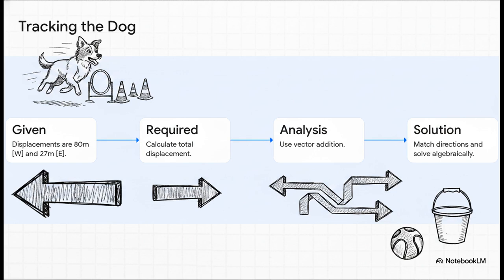Picture a dog in an agility competition. She darts 80 meters due west to fetch a ball, and then trots 27 meters due east to drop it in a bucket. How do we find her total displacement? Well, step 3, our analysis, says we use vector addition, but we've got a little problem. One vector is west and the other is east.